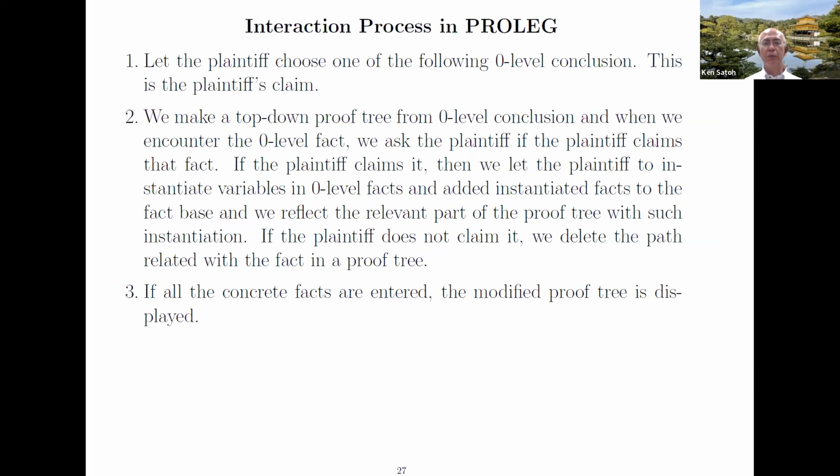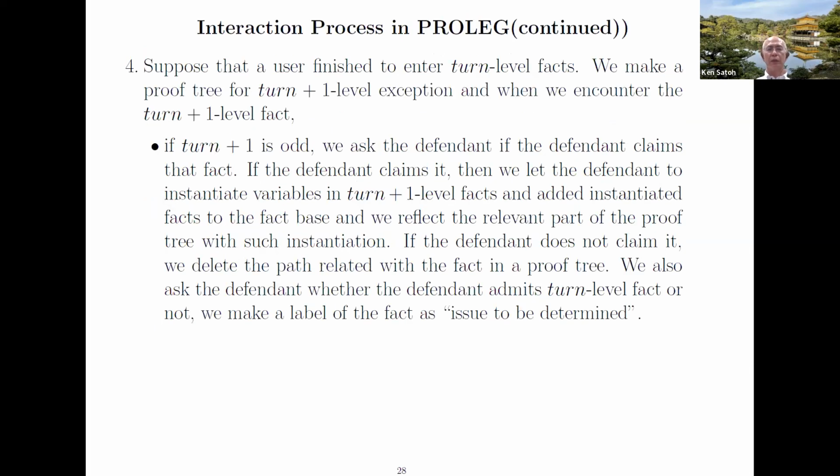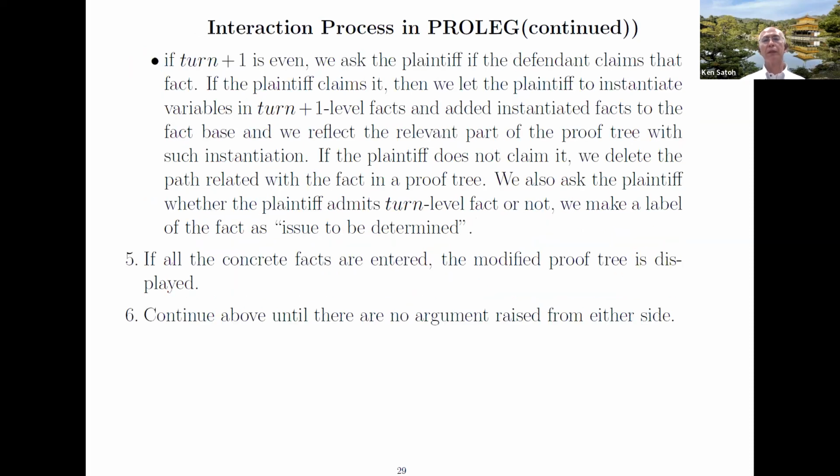So if the plaintiff claims it, we let the plaintiff instantiate variables. If the plaintiff doesn't claim it, we delete the path related to that fact in the proof tree, because in this case we don't care about unstated claims. If all the concrete facts are entered, the modified proof tree is displayed, and this is done iteratively to get the appropriate variable instantiation, continuing until no arguments are raised from either side.